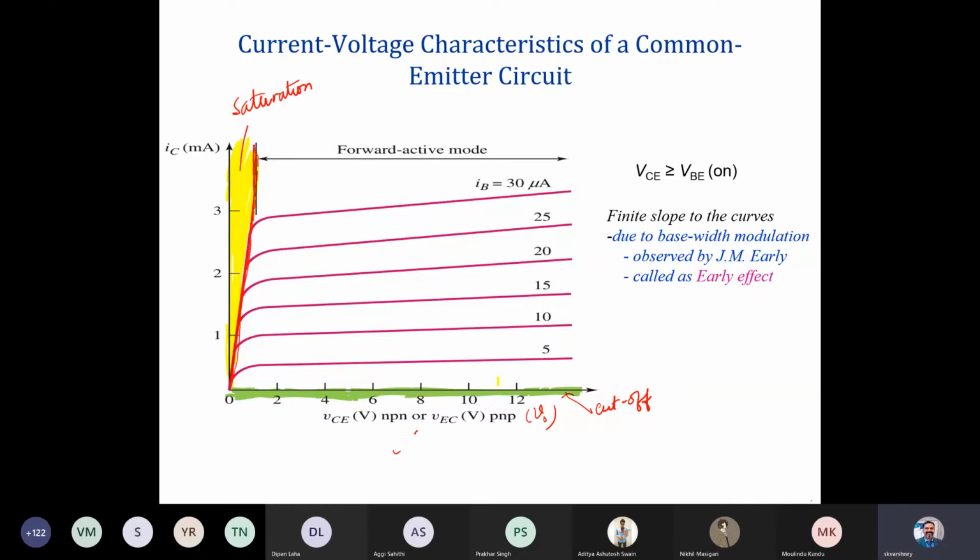As I mentioned, if VCE, the output voltage, is greater than VB on, it means it is in the active mode. As soon as VCE becomes less than VB on, the transistor goes into saturation mode.